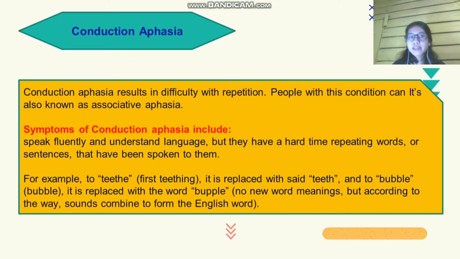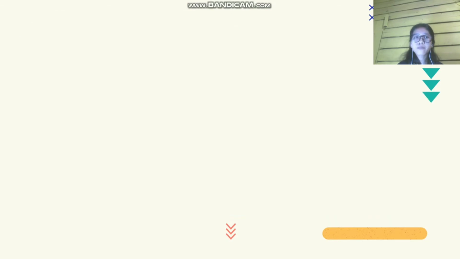Next is conduction aphasia. Conduction aphasia results in difficulty with repetition. It's also known as associative aphasia. Symptoms include speaking fluently and understanding language, but having a hard time repeating words or sentences that have been spoken to them. For example, to feed, first eating, is replaced with say feed, and to bubble is replaced with the word bubble. No new word meanings, but according to the way sounds combine to form English words.